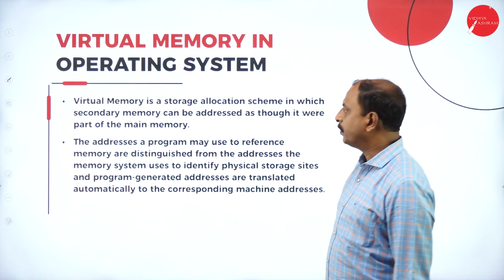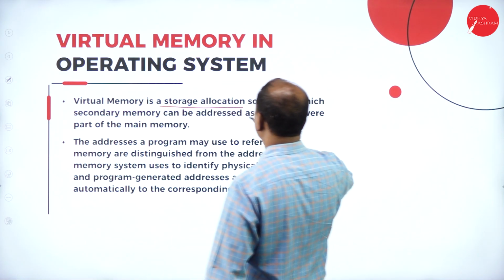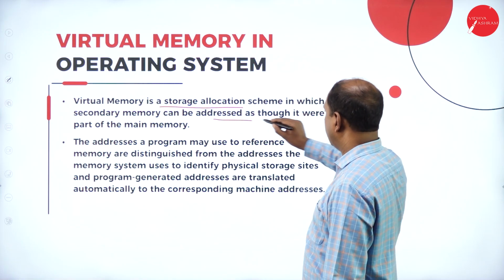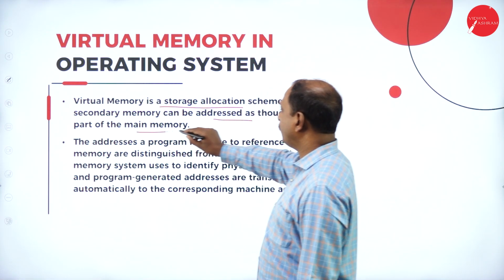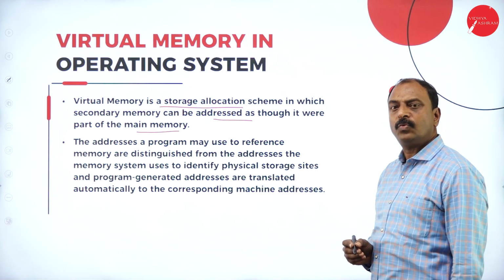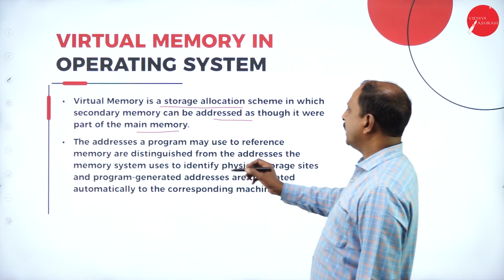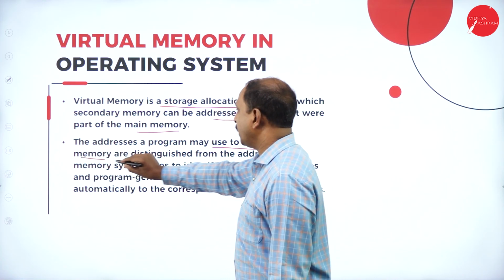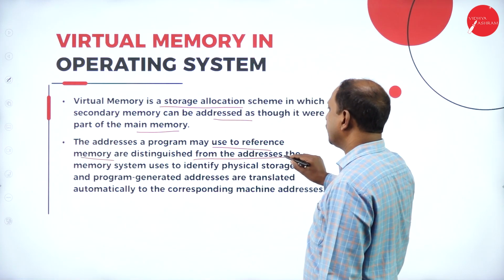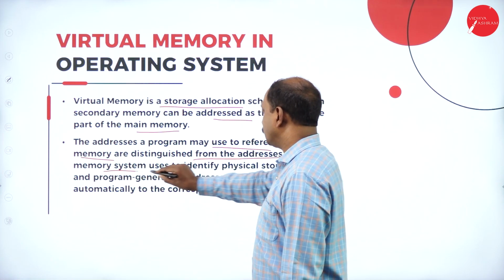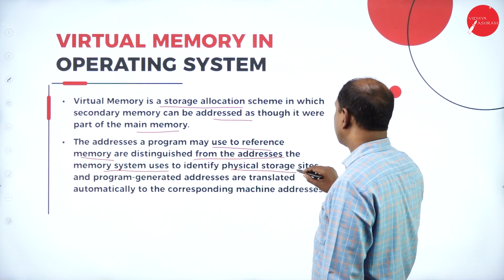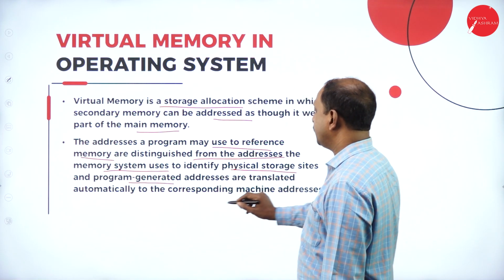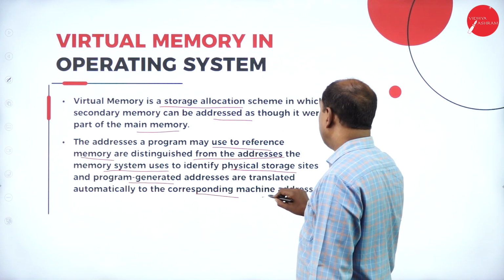So what is virtual memory? It is a storage allocation scheme in which the secondary memory can be addressed as though it were a part of main memory. This is the concept of virtual memory. The addresses a program may use to reference memory are distinguished from the addresses the memory system uses to identify physical storage sites, and program-generated addresses are translated automatically into the corresponding machine addresses.